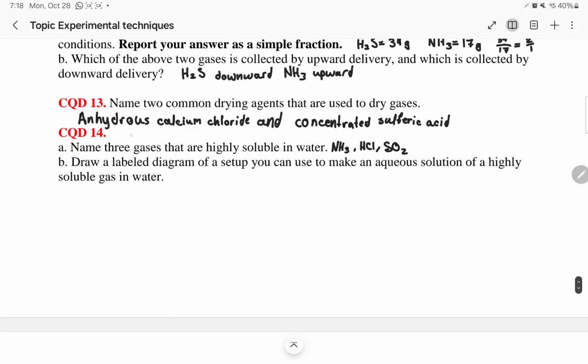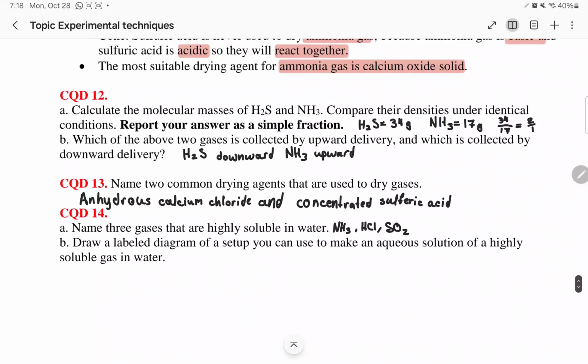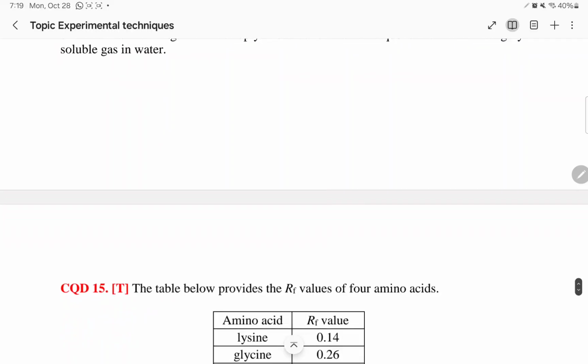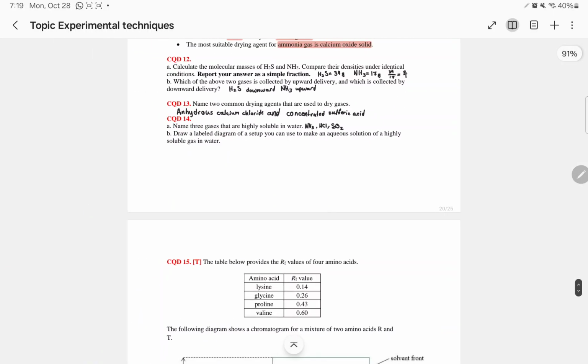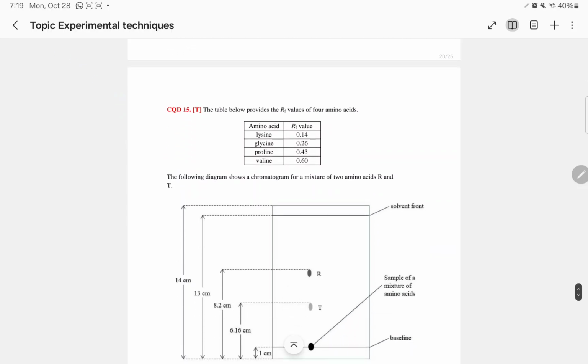The drying reagents, we just said them. 3 gases that are highly soluble in water: NH3, HCl, and SO2. We have them written somewhere up. And a label diagram. Yeah, I didn't draw anything. If you want, open the CQTs and see it.